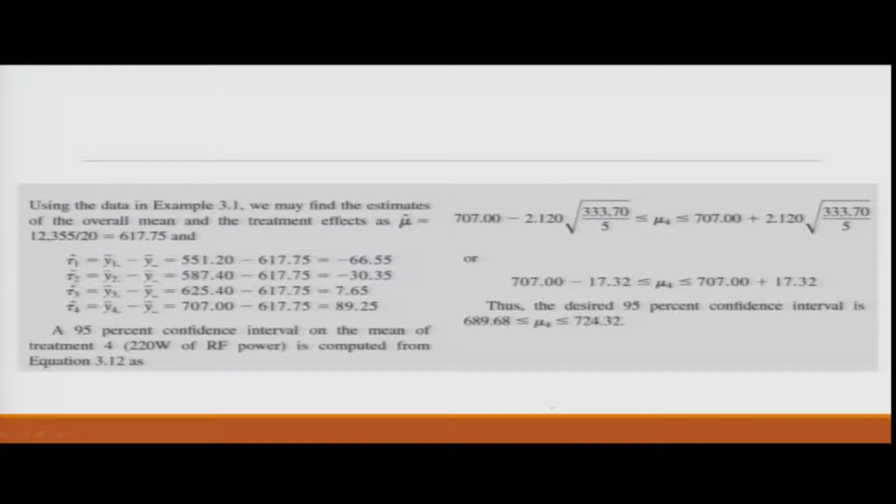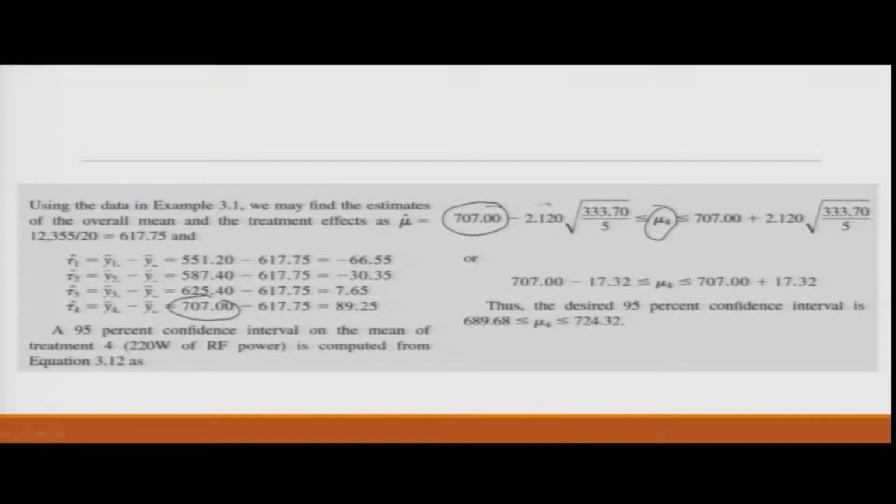So a 95% confidence interval on the mean of the treatment for those 4 is computed, and we find the means accordingly. For the 220, obviously the value is 707. So this is the mean value, and this mean mu 4 was basically the average which I am trying to find. Technically, I am not trying to find the so-called differences.